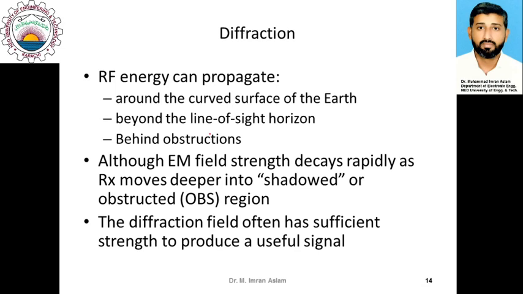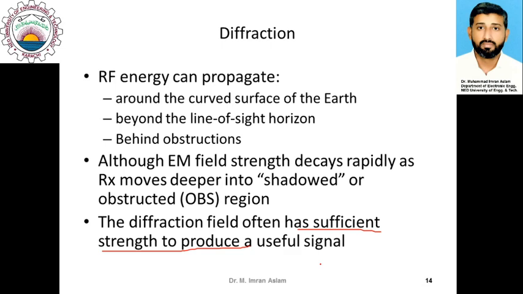RF energy can propagate around curved surfaces of the Earth because of diffraction, even if there is no line of sight between the transmitter and receiver. In that case you would be able to receive some signal. So through diffraction we get the signal behind obstructions as well. Through diffraction, although we get a reduced amount of power compared to the line of sight, that diffracted field still has sufficient strength to produce a useful signal or establish communication between transmitter and receiver.